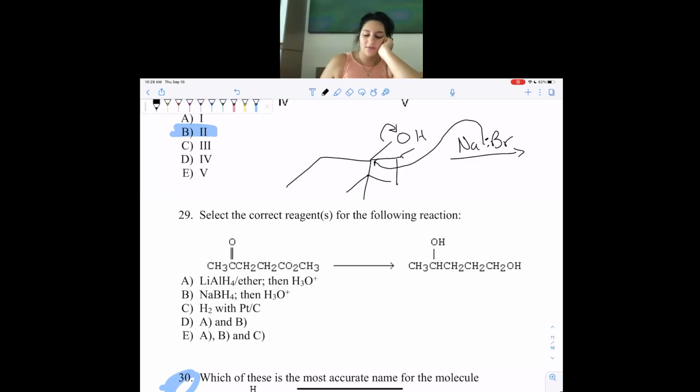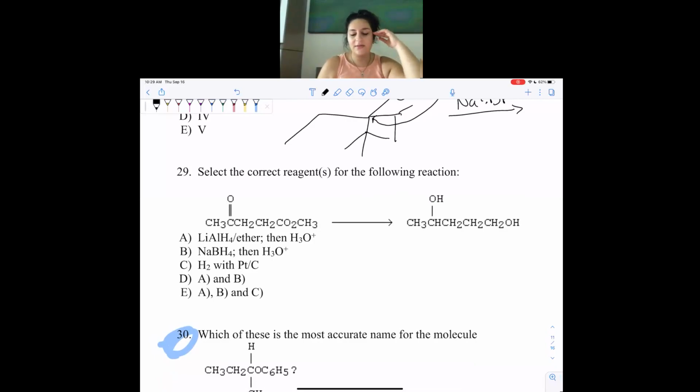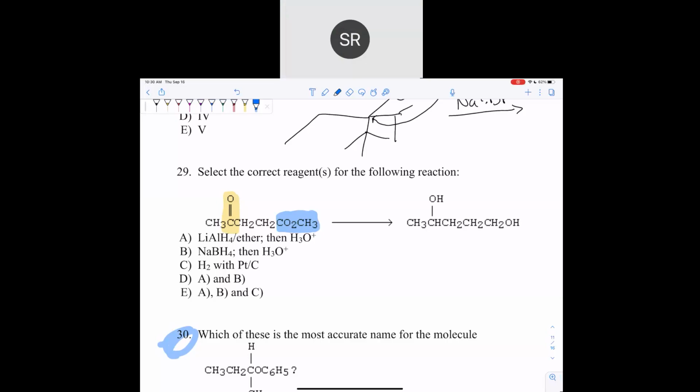Okay, cool. So someone asked for this question. We will go over it, but I'm also going to find a couple of similar questions to this one that I think are important. Very quickly, if I see a question like this, the first thing I'm going to do is point out my functional groups. So the yellow one, what functional group is that? Is that an ester? The blue one's an ester, yes.